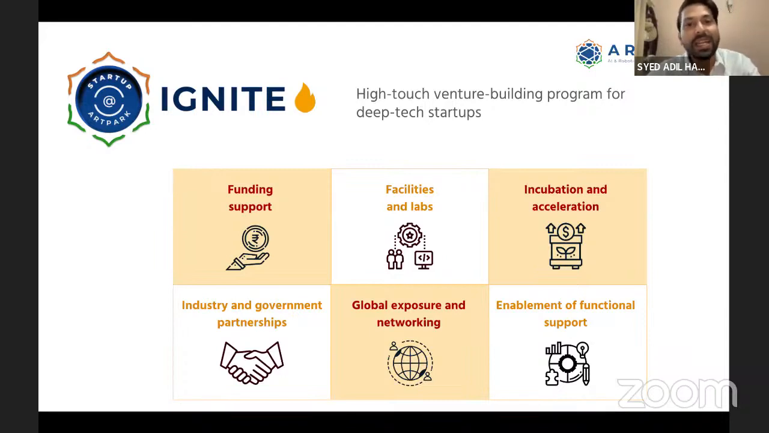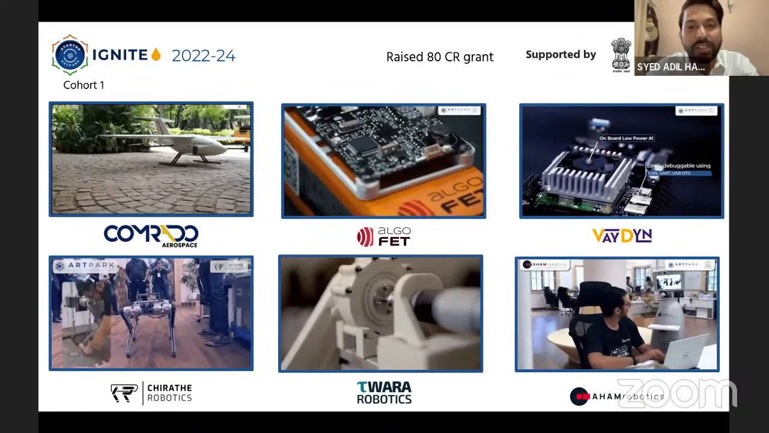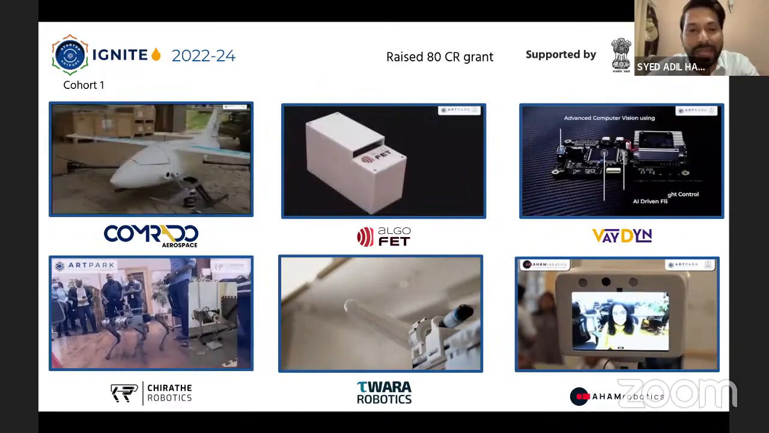We give them the facilities, labs, and test beds. We give them connectivity with the government, industry, and startup ecosystem. We also give them exposure to set up their offices or networks in different parts of the globe, and also enable functional support for them. So this is the first cohort from ArtPark, which is going to graduate by next month.